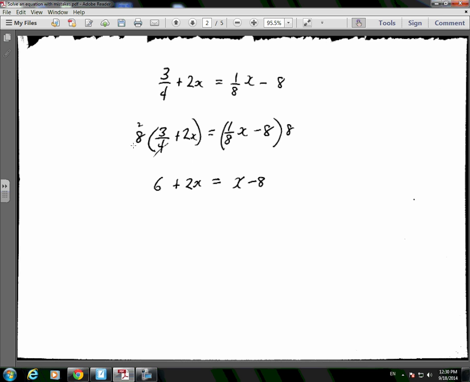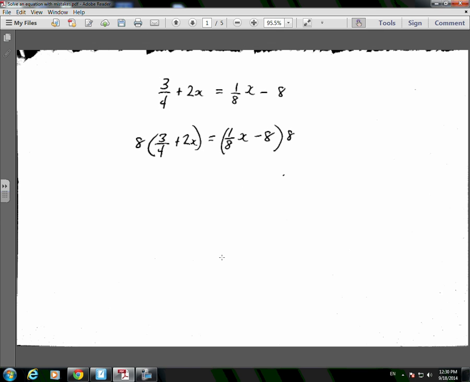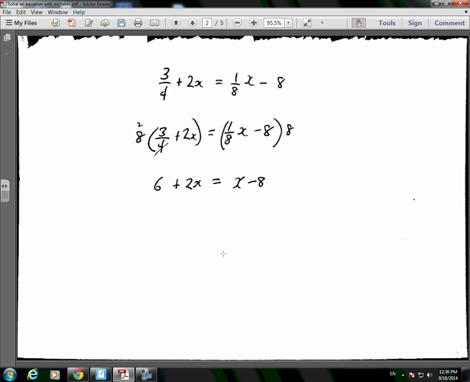So if you have already recognized that the mistake that I made here is I failed to distribute. I didn't distribute the 8 on either side of the equation. So that teaches me something. That says, oh yeah, got to remember when I multiply, I have to multiply every term by the same amount.